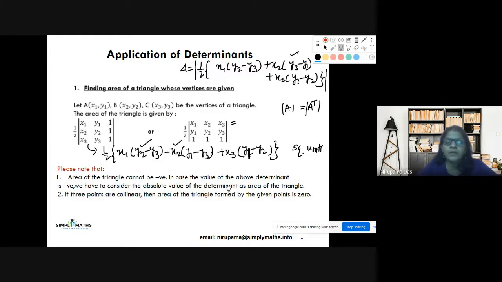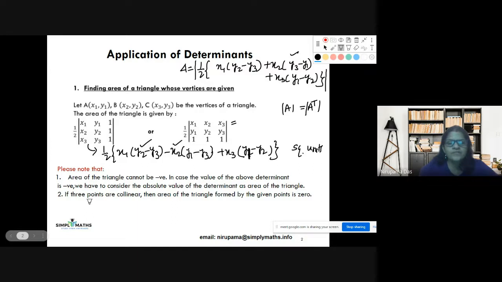Suppose you are getting the value of the determinant as minus 47. So area cannot be negative. You have to write here: area of the triangle is mod of minus 47, which means 47 square units. Okay, I think you know this.